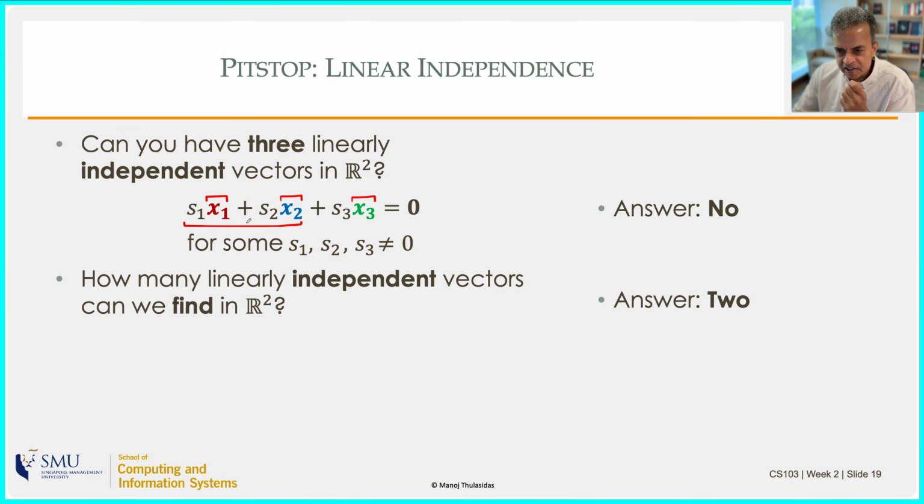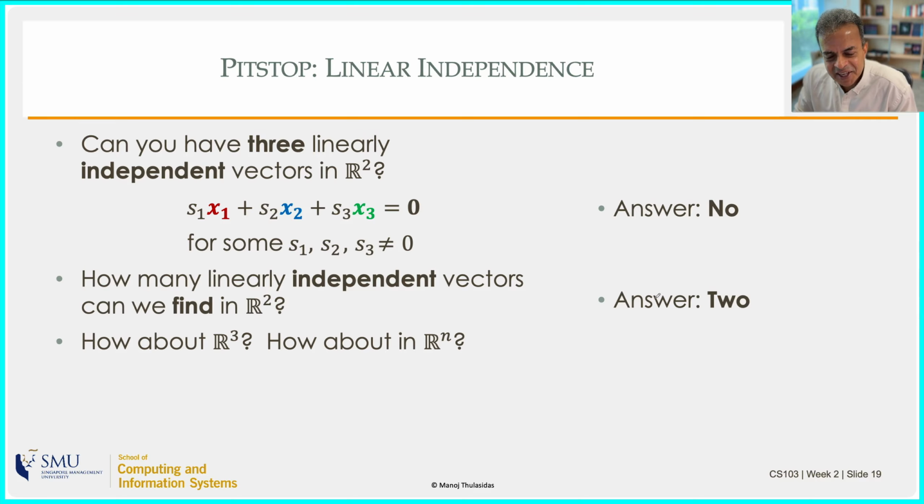Then that particular linear combination minus y is going to be 0, and minus y is minus x3 here. So that is a non-trivial linear combination because s1 is not 0, s2 is not 0, and s3 is minus 1. Think about it. And for that reason, there are only 2 linearly independent vectors in R2.